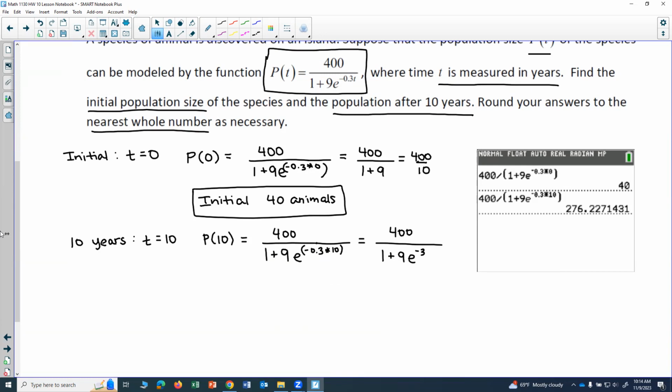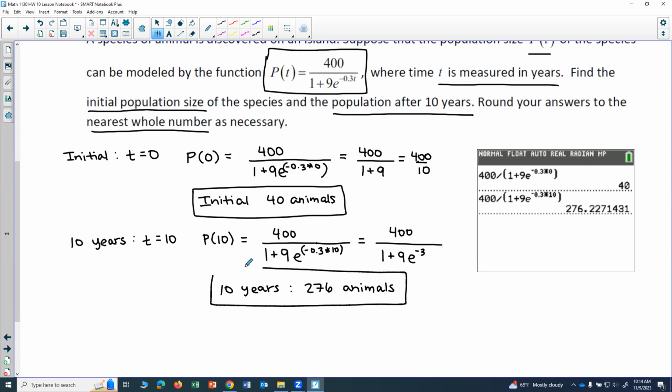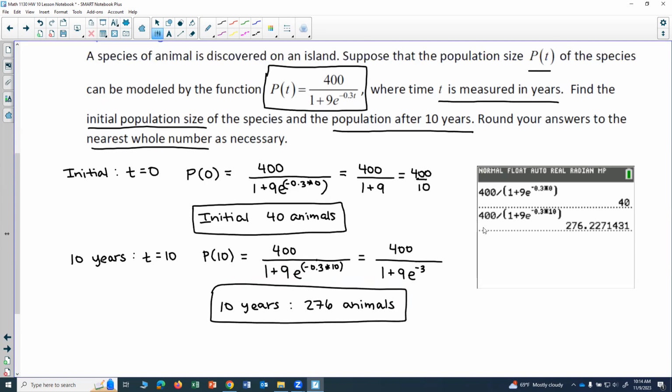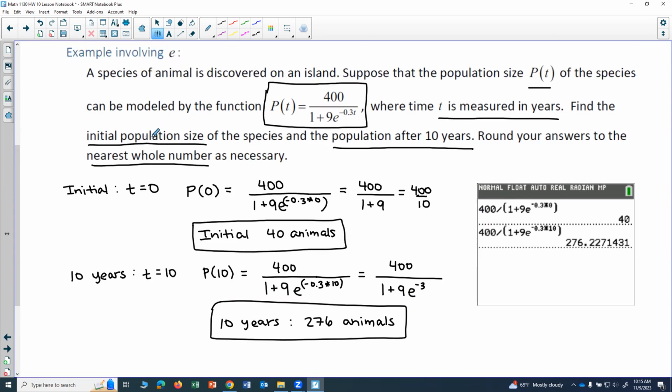So after 10 years, my answer would be 276 animals. So the population is growing in this case. Okay, so remember, for the initial amount, you put in a 0 for your t. When they give you a number of years, just plug in that number for t.